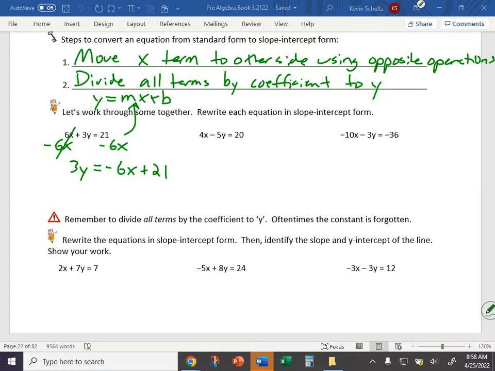So it says divide all terms by coefficient to y. In the first example here, that coefficient is 3. So I'm dividing 3y by 3. I'm dividing negative 6x by 3. And I'm dividing 21 by 3. Okay, you're dividing all terms by the coefficient to y.